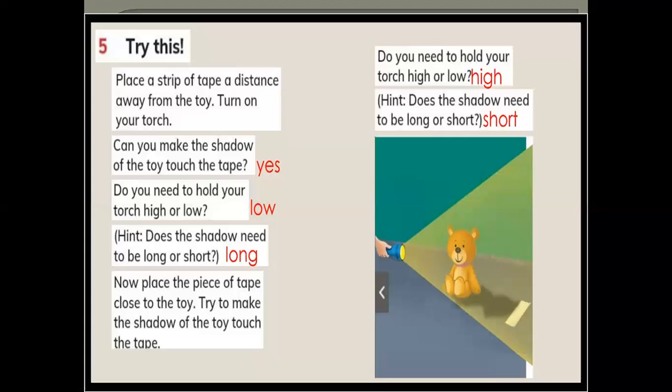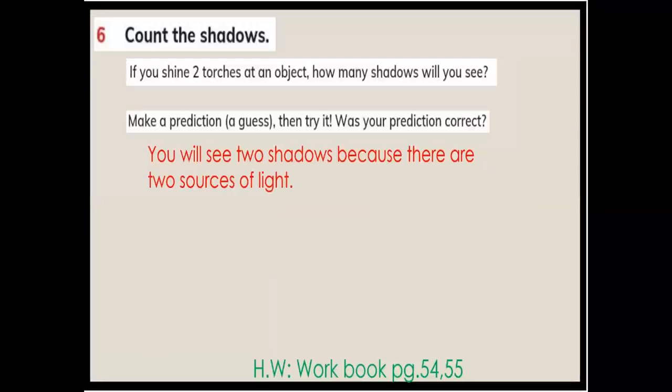Now place the piece of tape close to the toy. Try to make the shadow of the toy touch the tape. So if you want longer shadows, we have to keep the torch down. If we want to make the shadow short, we have to hold the torch up.